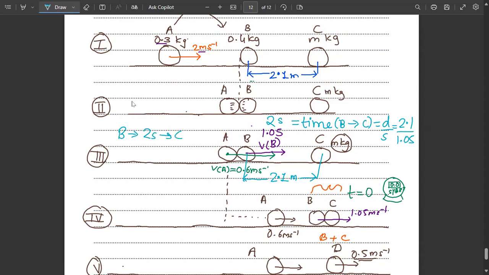And now let's calculate the distance traveled by A in that 2 seconds. The formula for distance is speed into time. So the speed of A is 0.6 and time is 2. So the distance traveled by A is 1.2 meter.